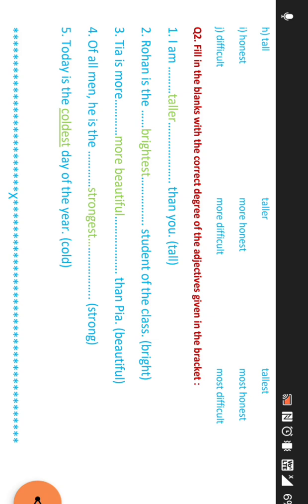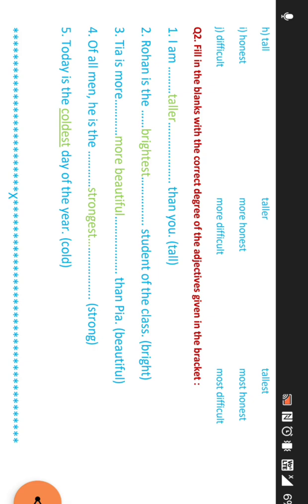Second one is Rohan is the dash student of the class. Here we are comparing Rohan with more than two nouns. We are comparing Rohan with the rest of the students of the class. So it becomes Rohan is the brightest student of the class. Just notice that I have used the article the in front of brightest, because we always use the article the while using the superlative degree of adjective.